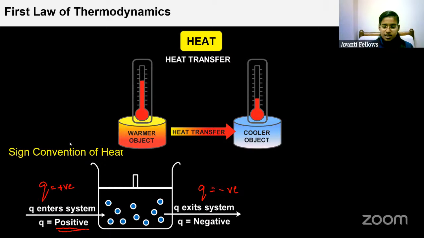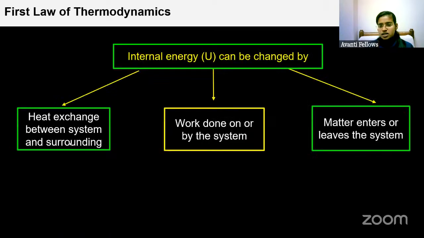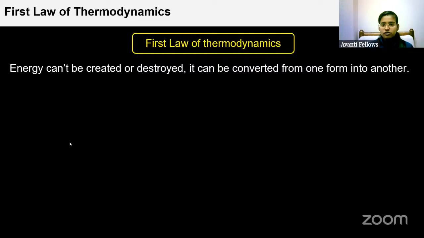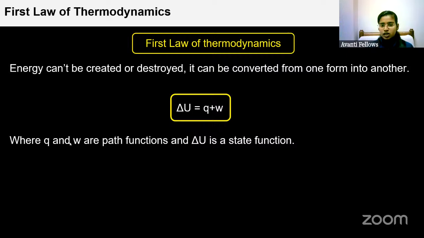Now, what is the second thing? Second is the work done on the system. And thirdly, the matter entering or leaving the system. Now, using this, we'll go for the first law of thermodynamics, which states that energy cannot be created or destroyed. It can be converted from one form to another. This is called the first law of thermodynamics. It is represented by delta U = Q + W, which is a very important formula. You have to memorize this.